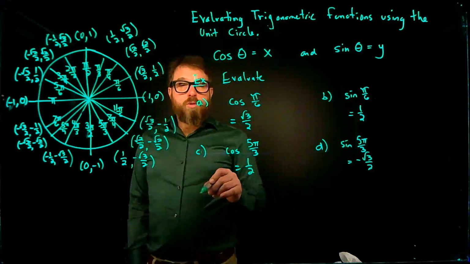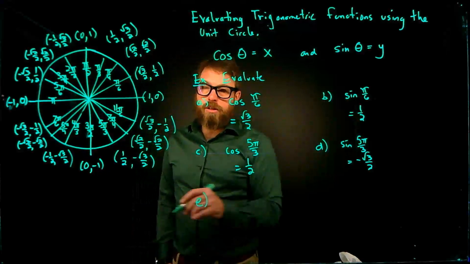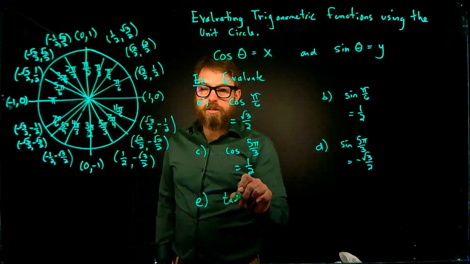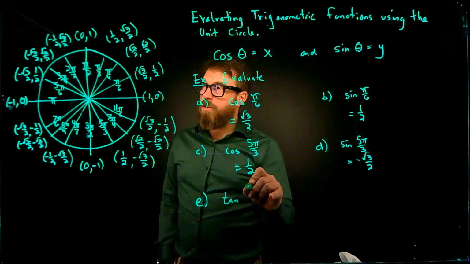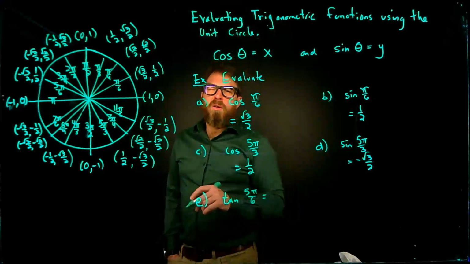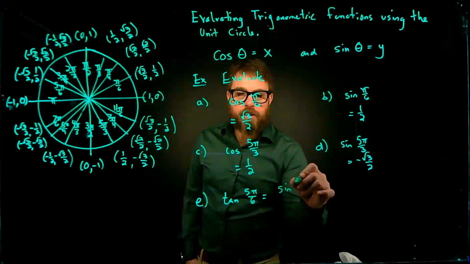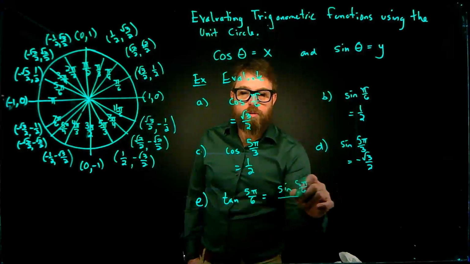We can also do this for your other trig functions. What about, say, the tangent of an angle? So what about the tangent of, say, 5 pi over 6? Well, we know that the tangent of 5 pi over 6 is related to the sine of 5 pi over 6 over the cosine of 5 pi over 6.